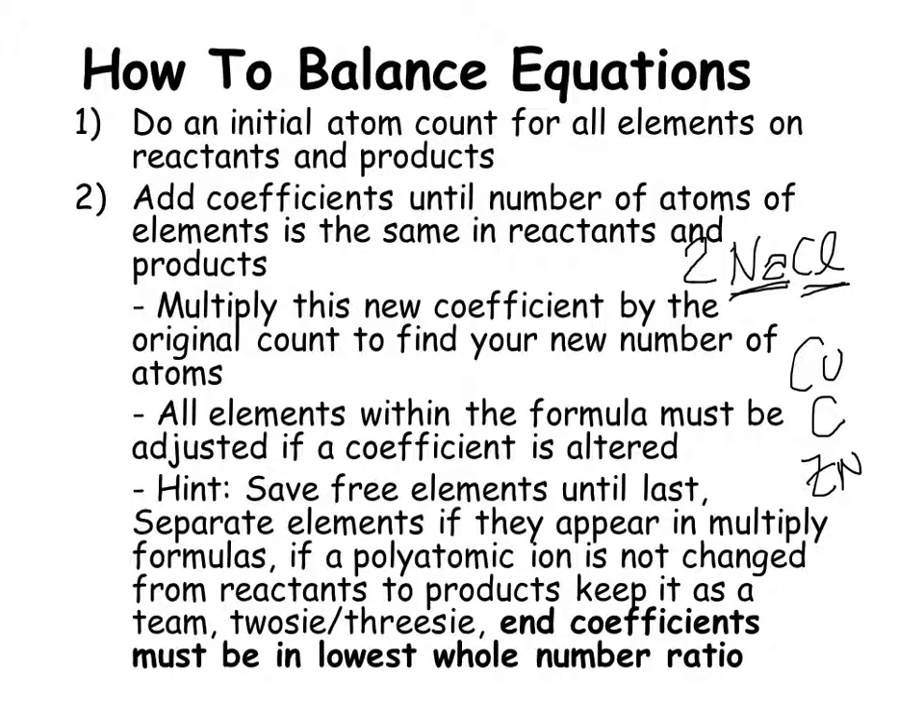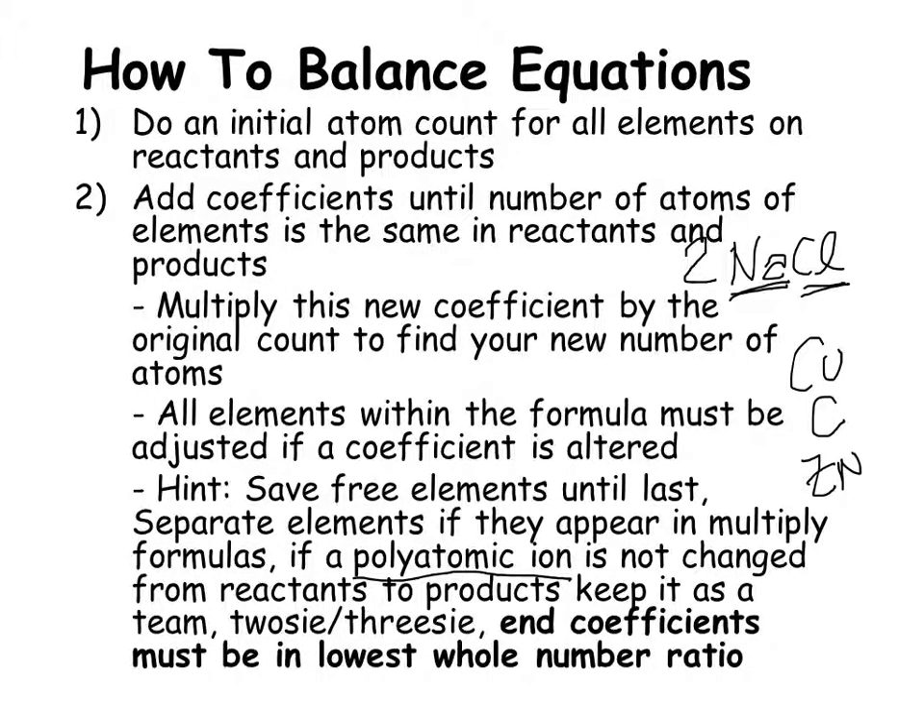If you have a polyatomic ion, those are the ones with 2 or more elements in them, and the polyatomic ion does not change as far as composition. In other words, if you have PO4 on one side and PO4 on the other side, treat it as a unit, and as a team, a unit, twosies or threesies.